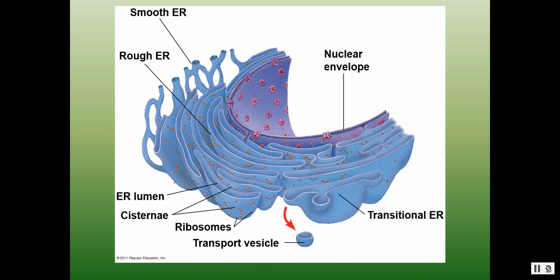Right, so here we have the rough ER on the bottom. The smooth ER is that tubular structure on the top left. Now the smooth ER is all about synthesizing lipids, fatty acids, phospholipids. So both the rough and smooth ER's job is manufacturing.